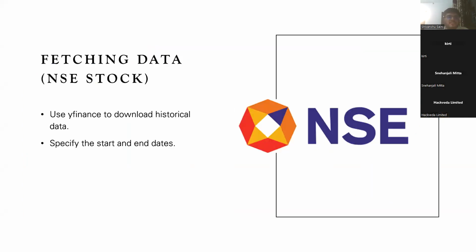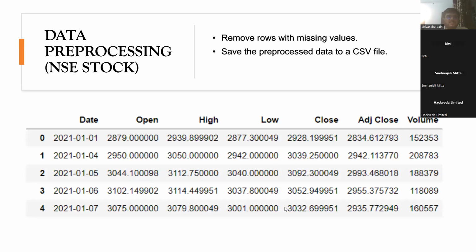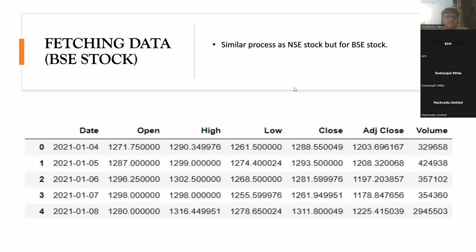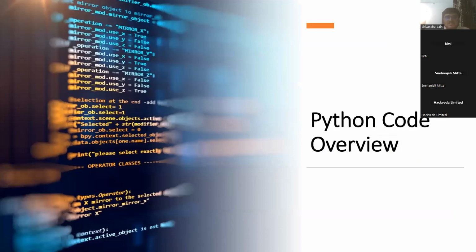I have used yfinance to download historical data, specifying the start and end dates. The data I have got is in the format date, open, high, low, close, adjusted close, and volume. Firstly, I have preprocessed the data, removing the missing values and saving the preprocessed data to a CSV file. Then I have fetched the BSE data with a similar process in Python code.